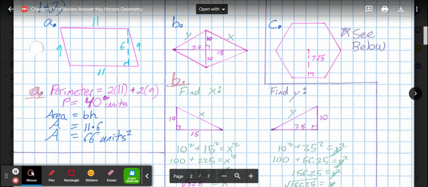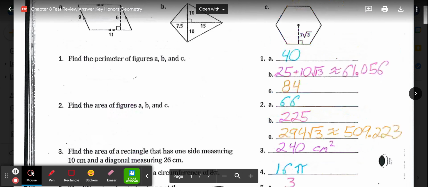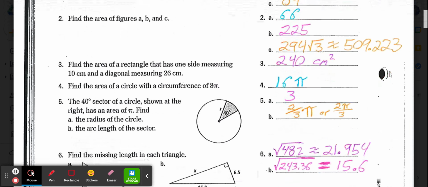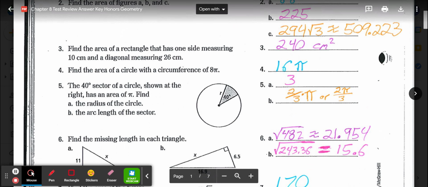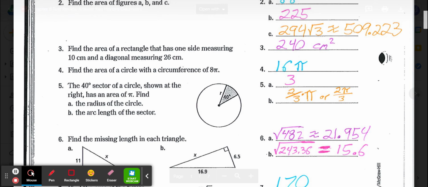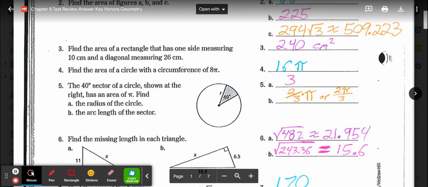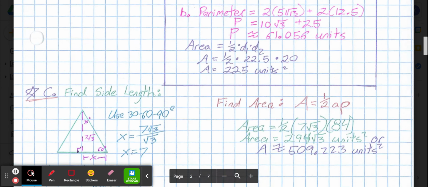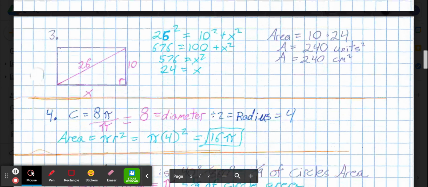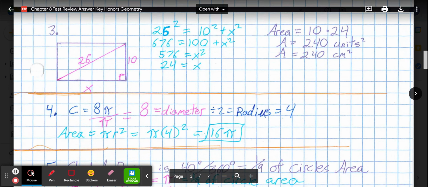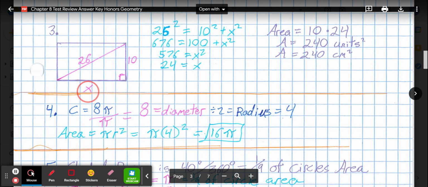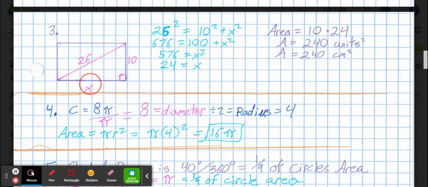So number 1 and number 2 are done, taking care of A, B, and C, these figures. Now moving on to number 3. Area of a rectangle that has one side measuring 10 centimeters and a diagonal measuring 26. So again, we're back to that idea of right triangles. So if I draw that rectangle, I have a side measure of 10, diagonal of 26. I need to find my other side measure, which is the leg of that right triangle.